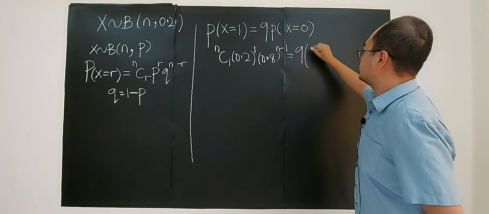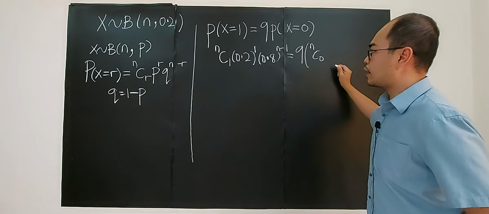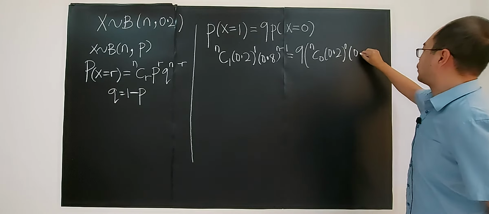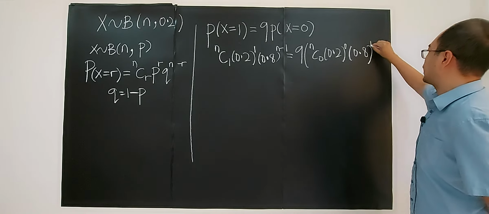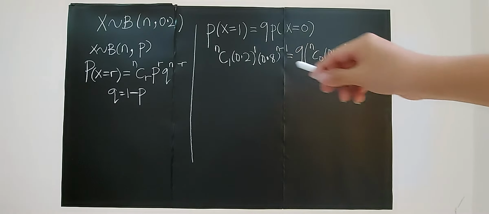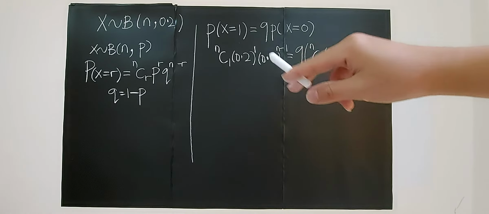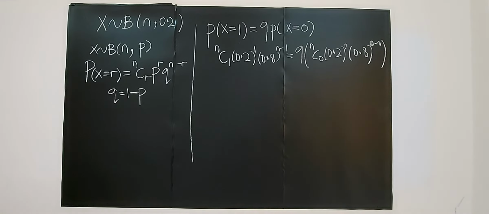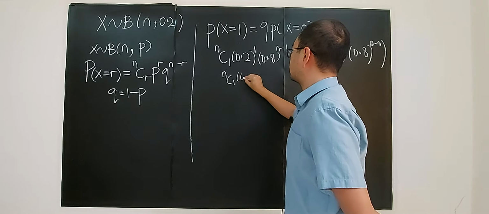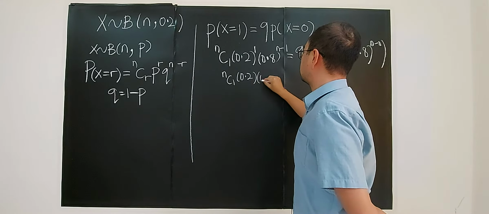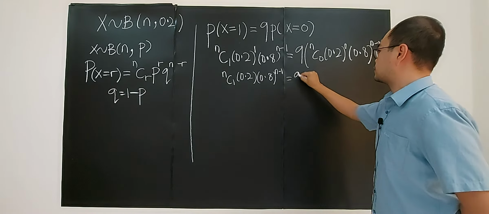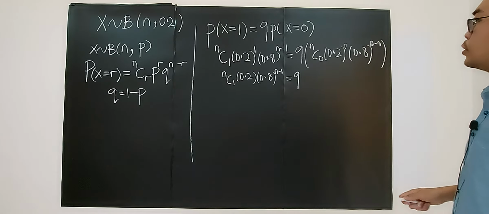So that is nC0, 0.2 to the power of 0, 0.8 to the power of n minus 0. I'm just applying that formula. Now it's time for me to solve the algebra problem to find the value of n. So nC1, 0.2 to the power of 1, and 0.8 to the power of n minus 1 equals 9 times nC0.